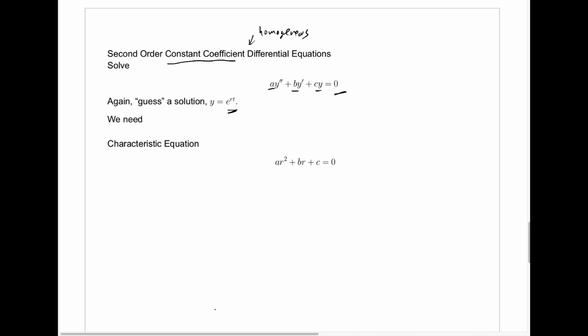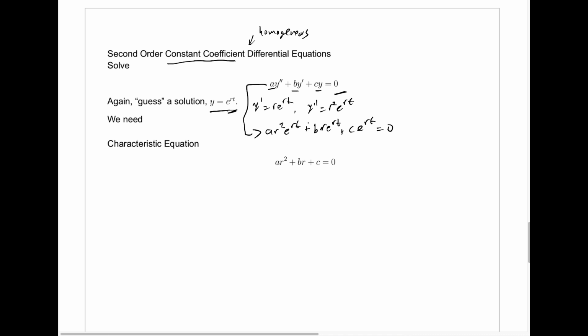Well, we'll just compute for this function y, we'll compute y prime and y double prime. That's easy. Y prime would be r e to the rt. Y double prime is r squared e to the rt. And then we'll plug that back in there. Ay double prime would be a r squared e to the rt, plus by prime gives us plus b r e to the rt, plus cy is c times e to the rt equals 0.